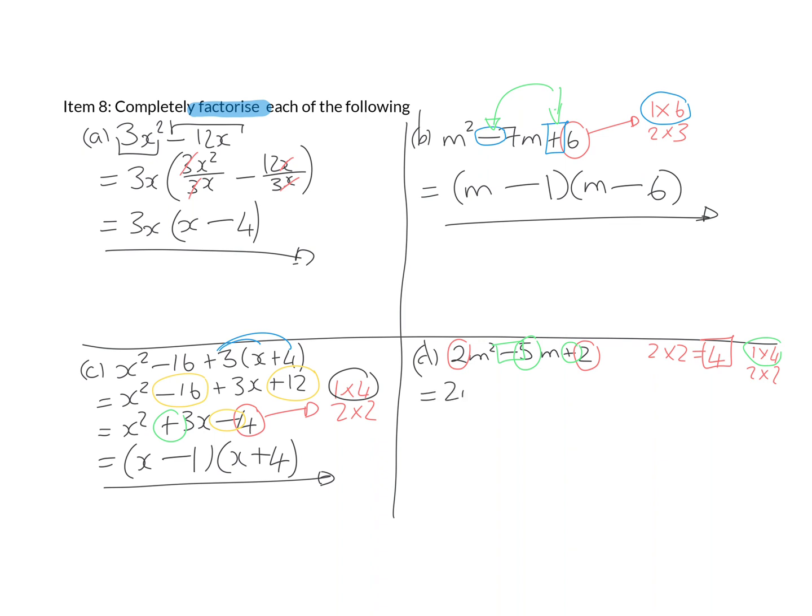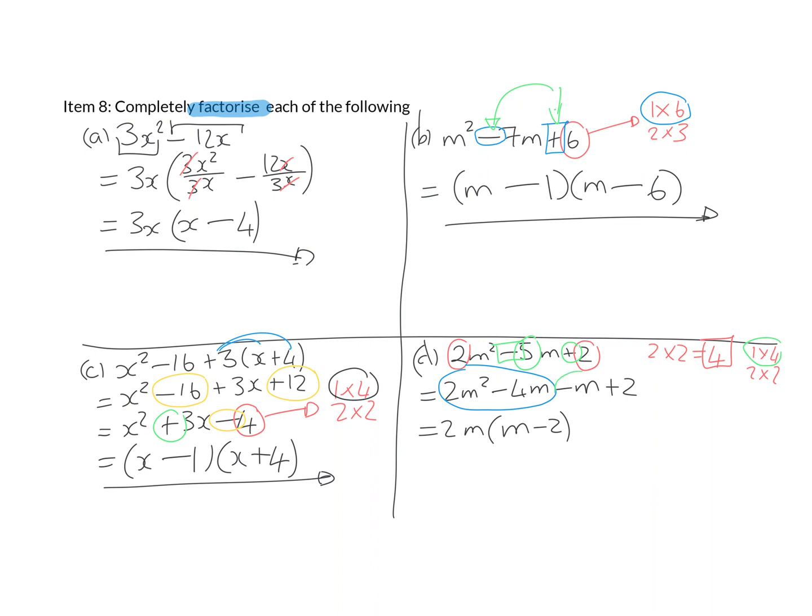So now I break it into pieces, 2m squared, then it's minus 4m minus 1m plus 2. Now look at the first two. Look for common factor. They share 2m. So I'm left with m take 2.